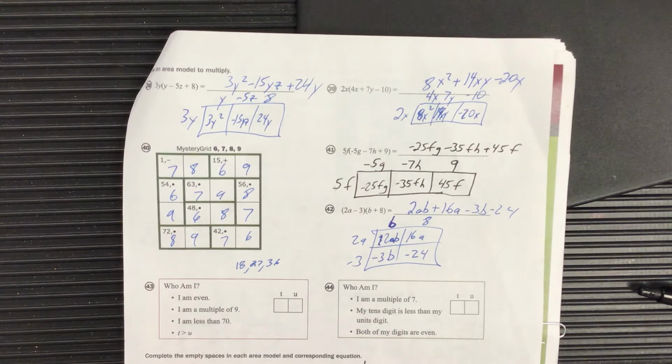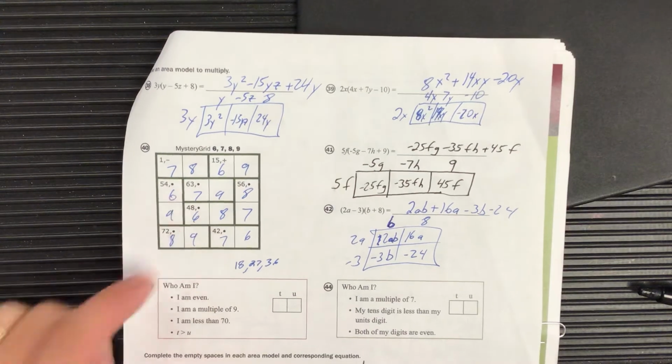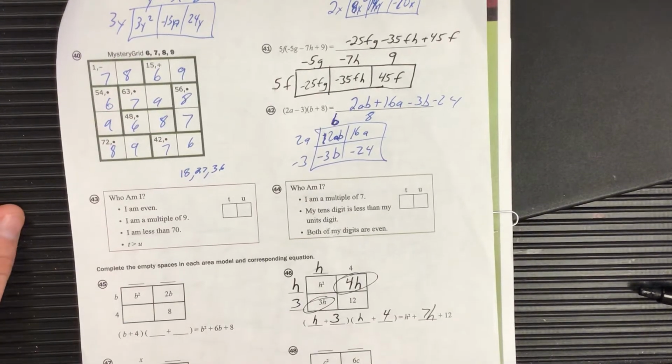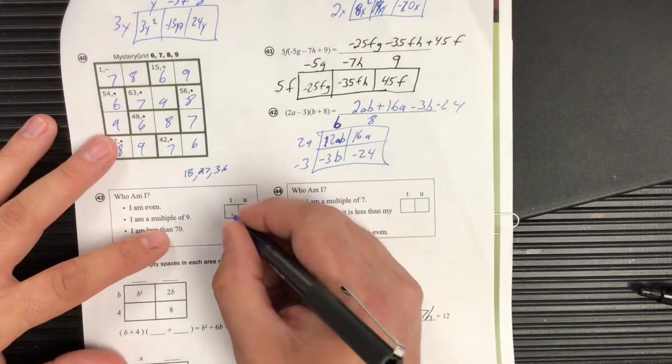Is that that game plus this? Yep. Just like Sudoku, except it's throwing the operations in there as well. Anybody think they have 43? Yeah. What do you got? 54. 54 is correct.